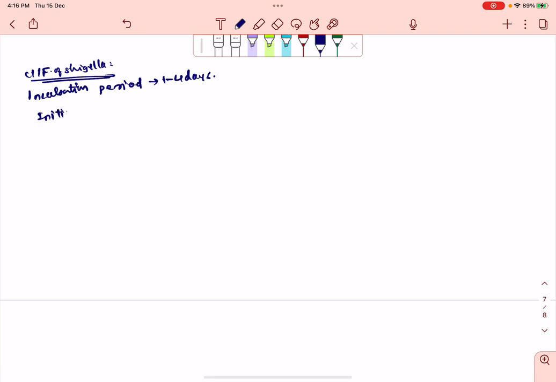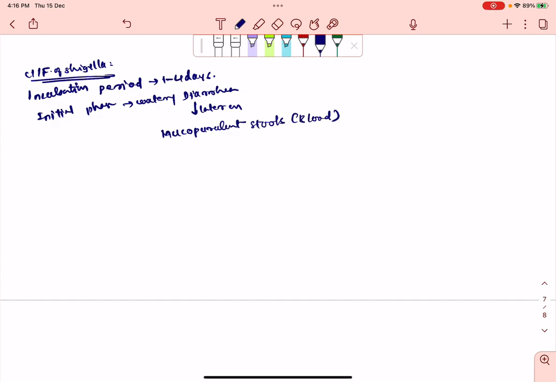Initial phase: there is watery diarrhea. Later on, mucopurulent stools, bloody. This is known as dysentery. So, watery diarrhea first, later mucopurulent stools, and this is known as dysentery.